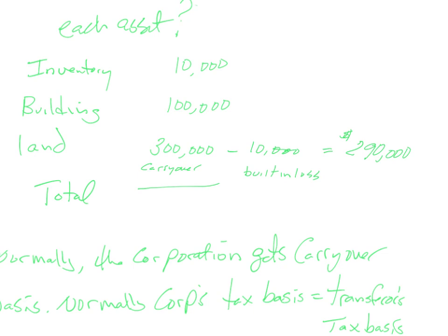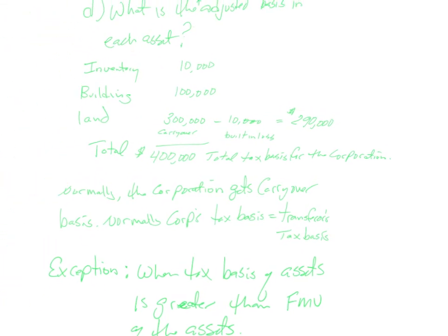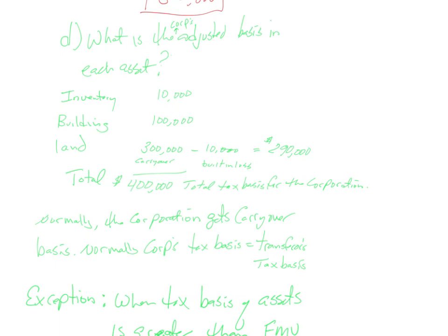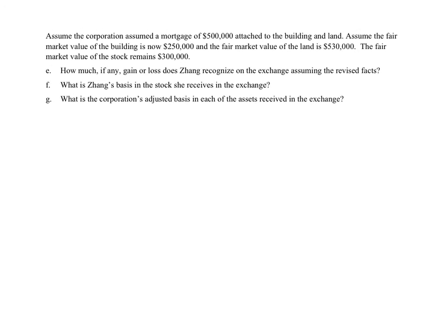So what is our total basis for all of these assets? Well, we just add up the $10,000, the $100,000, and the $290,000. And we get $400,000 of total tax basis for the corporation. So that's parts A through D, and there will be a second video as well. Thanks, guys. And then we have some slight adjustments, and then we have parts E through G.